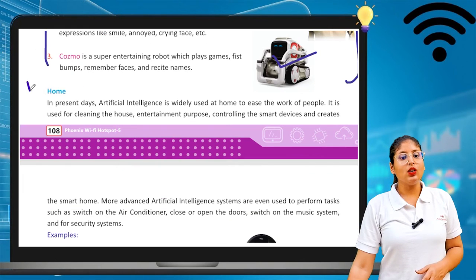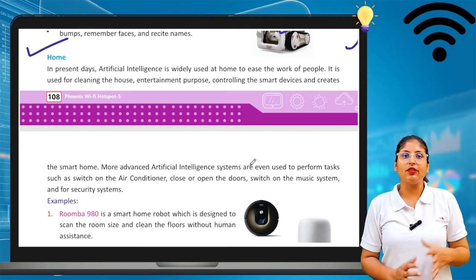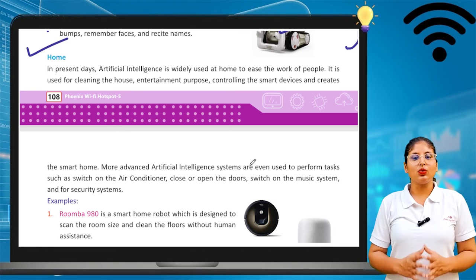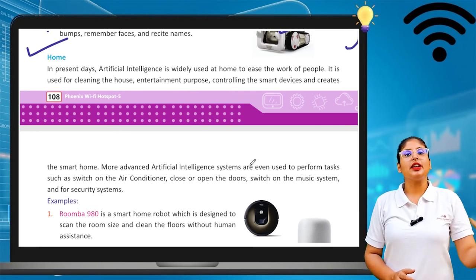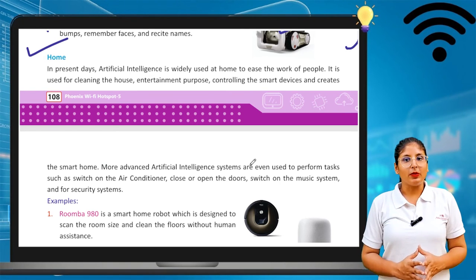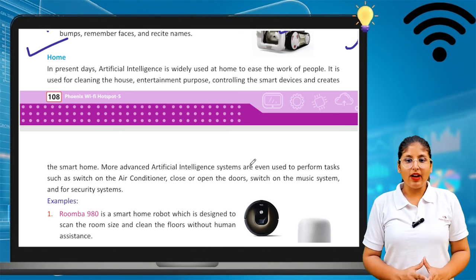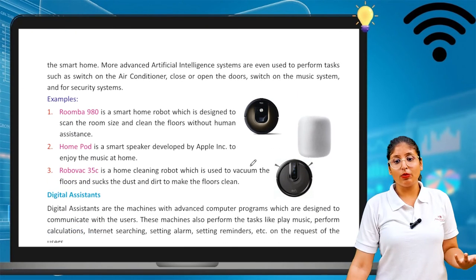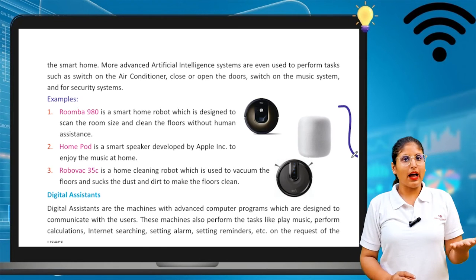Now we will see homes, and how artificial intelligence is controlling each and everything in a home. In present days, artificial intelligence is widely used at home to ease the work of people. It is used to decrease the workload of human beings, for cleaning the house, entertainment, controlling smart devices, and creating smart homes. Nowadays our homes are becoming smart homes because we can control everything by our phone.